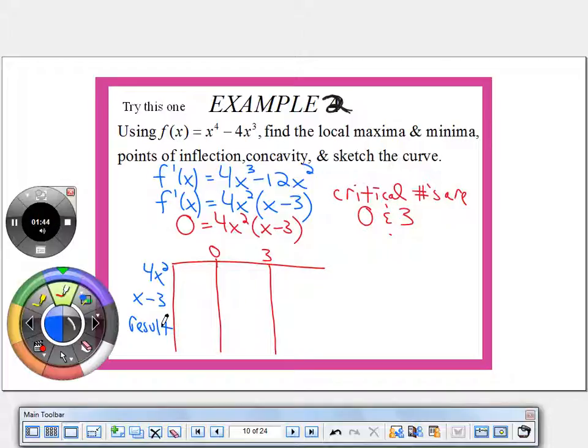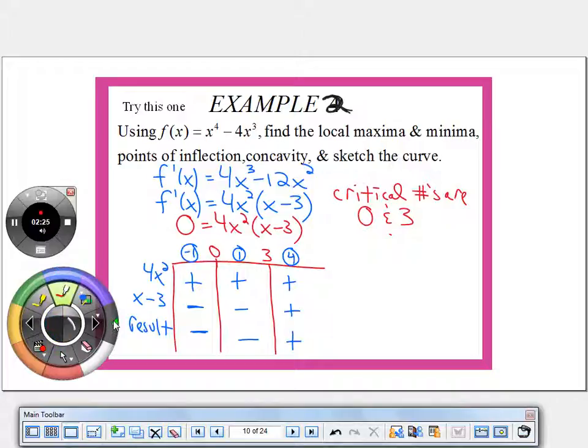So let's try to plug in some test points. So maybe -1, just to the left of 0. That would cause this to still be positive. And then -1 minus 3, that would be negative. And so the overall result would be negative. And then between 0 and 3, maybe an easy test point would be 1. So we plug that in, that would be positive. 1 minus 3, that would be negative. That would be overall negative, so it doesn't look like we have a sign change there. And then we have a test point of 4, so that would be positive, positive. The result would be positive.